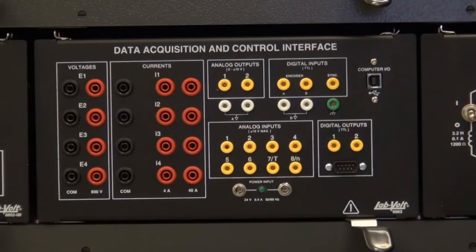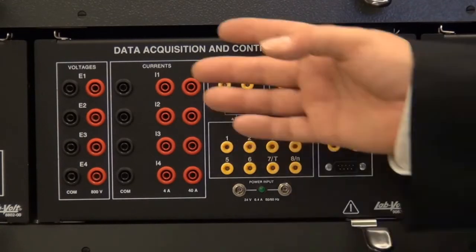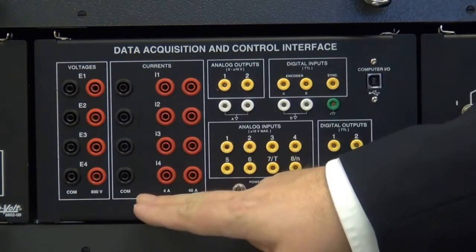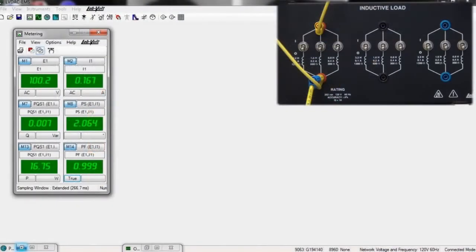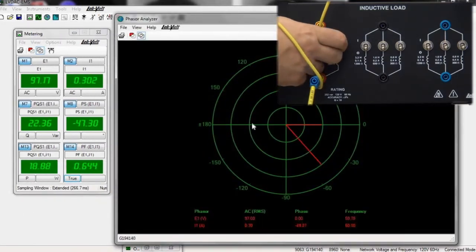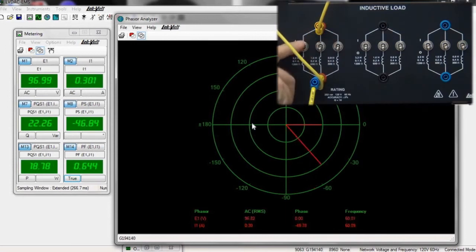To get measurements that are easy to understand and to connect, we use a data acquisition and control interface which has 4 voltage inputs as well as 4 current inputs. The data acquisition unit helps the students understand the important concepts of phase shift, reactive power, and power factor in AC circuits by using powerful instruments such as phase angle meters, active, reactive, and apparent power meter, and a power factor meter. It can also use a phasor analyzer, which allows you to see what happens when you change the nature of the loads.